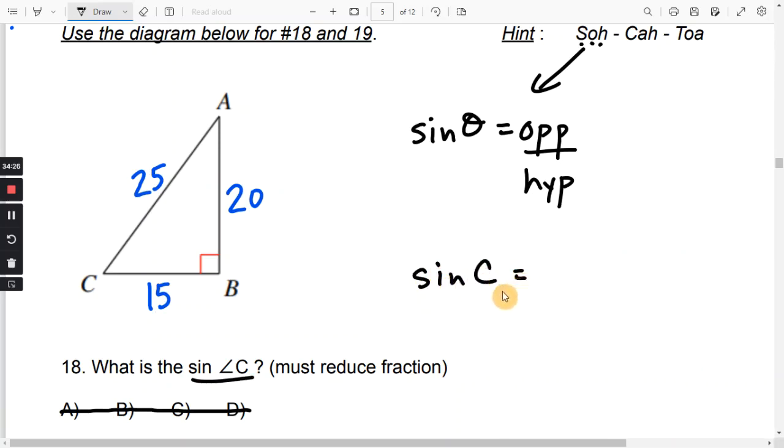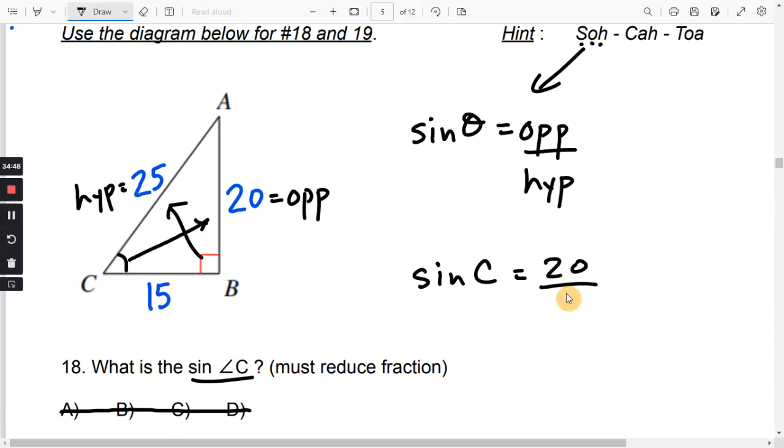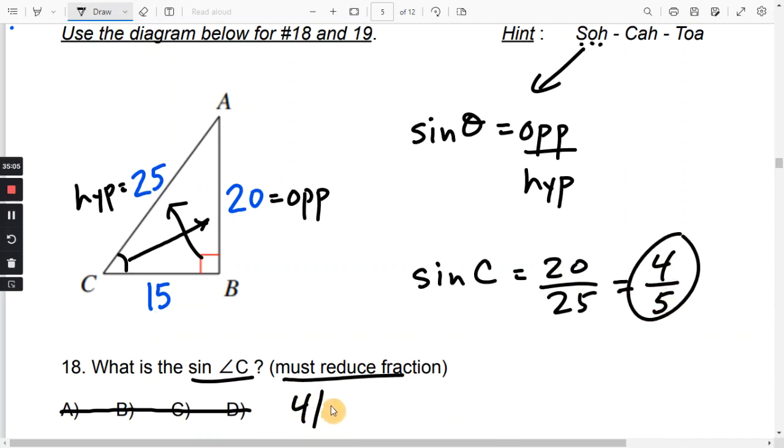All right, sine of angle C. So you have to go to angle C. You go across to the side, and that's going to be your opposite. And across from the right angle is always your hypotenuse. So we have what we need. Opposite over hypotenuse, that's going to be 20 for opposite. And hypotenuse is 25. Done. Except this, you have to reduce the fraction. These are both divisible by 5. 20 divided by 5 is 4. 25 divided by 5 is 5. So that's going to be 4/5.